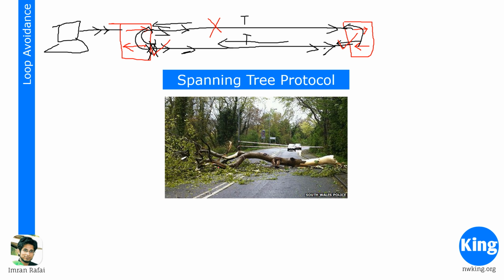So that's how I think about spanning tree protocol. It's just like a tree falling on the road and this road is disconnected. So this is spanning tree. A lot of topics that we discuss in the early stage of CCNA, we will come back to later in much more depth.